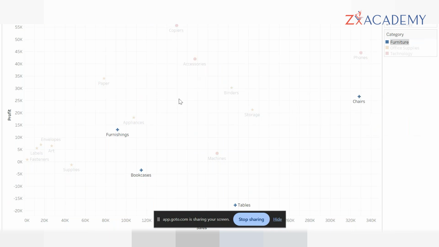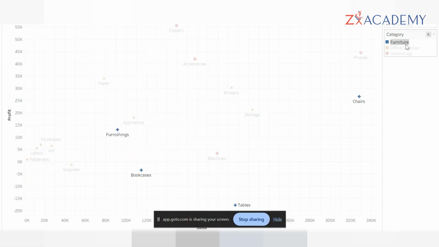And when you see the overall profit for 3.5 lakhs sales, we have only 25,000 profit, which is a very scary number when you see that, around 7% profit. And we see that furnishing has low sales and low profit, 91,000 to 13,000, that is around 10 to 11% profit.